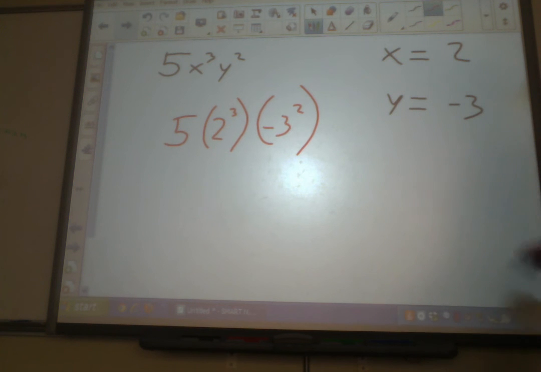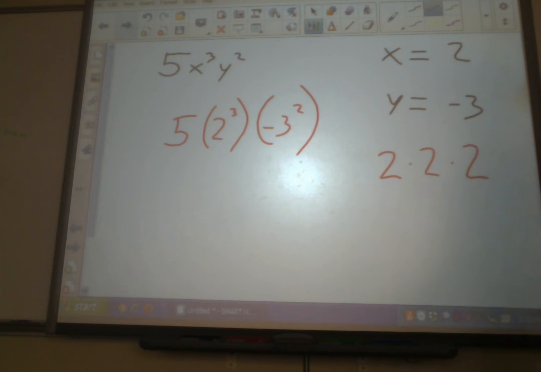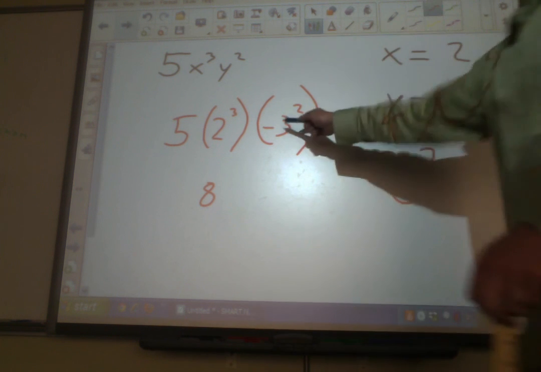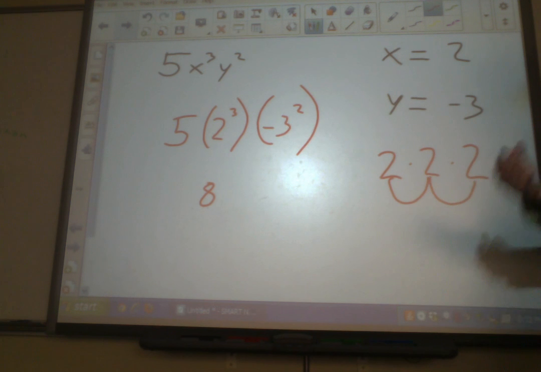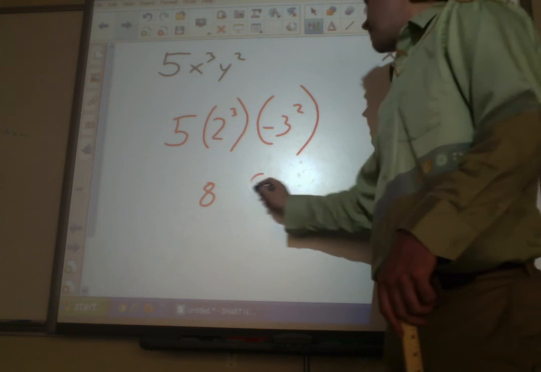This is a common mistake. Think about it. 2 to the third means 2 times 2 times 2. 2 times 2 is 4, and 4 times 2 is 8. So this becomes 8. And then -3 squared. That means -3 times -3. A negative times a negative is a positive. So what we actually end up here with is 9.